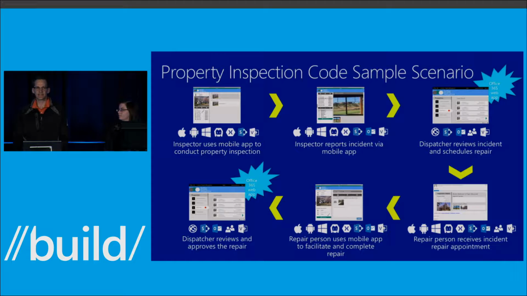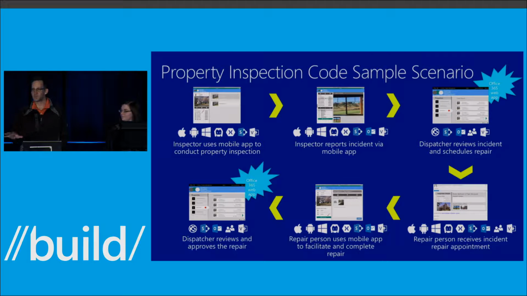In this case, the dispatcher for the property management company is going to review that incident that was reported and schedule a repair. The repair person is then going to get an email that they need to go repair this property, and they open a different mobile app which allows them to get details about the repair they need to do. They conduct the repair, they can take pictures of the repair completed, and they can submit it for approval. At which point, the dispatcher comes back into the Office 365 web app and processes that and says, I approve or I reject this repair.